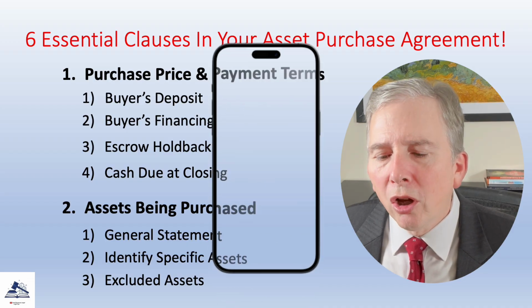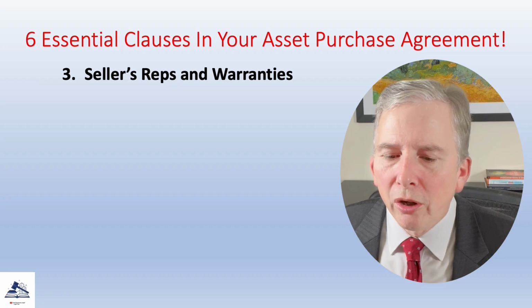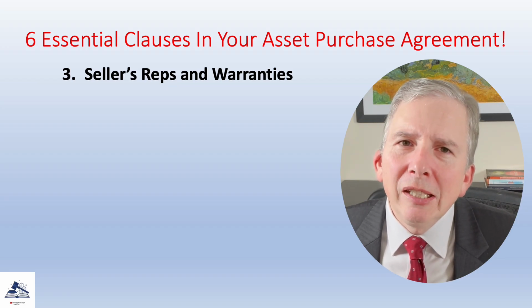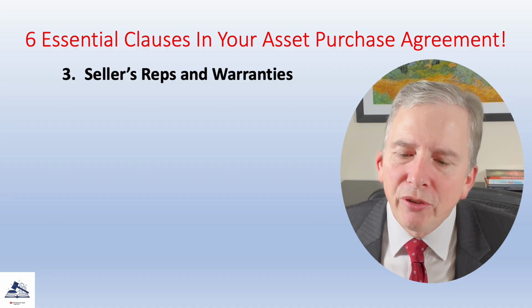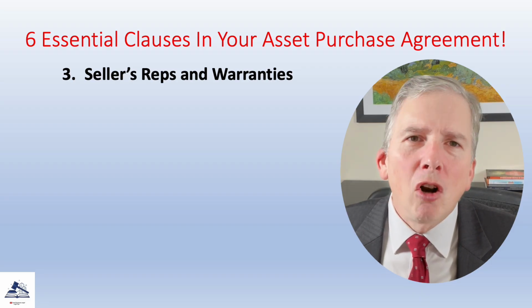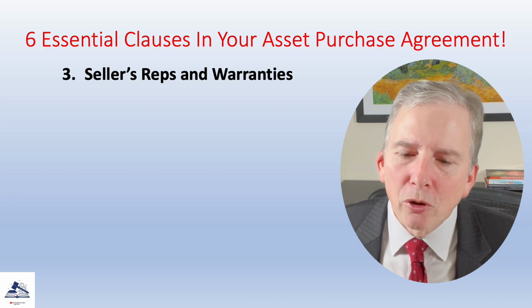The third important clause to understand in an APA is the seller's representations and warranties clause. In the seller's representations and warranties clause, the seller will make legally binding promises and representations to the buyer about the conditions of the business and the information that has been provided to the buyer in due diligence. And there are lots of representations and warranties that should be made by the seller in an asset purchase agreement.